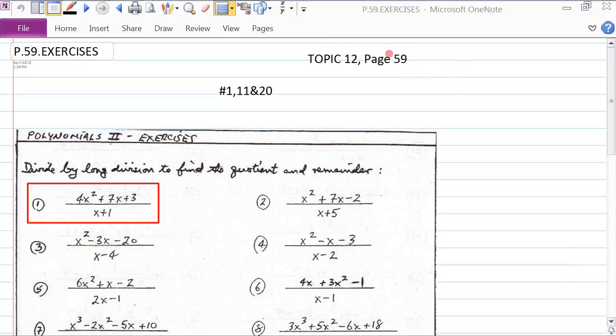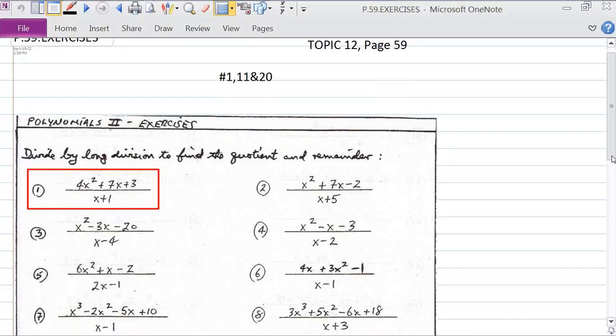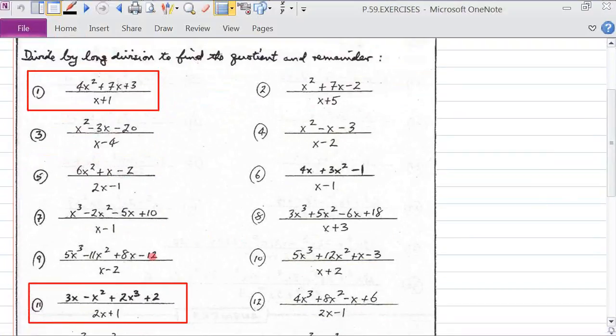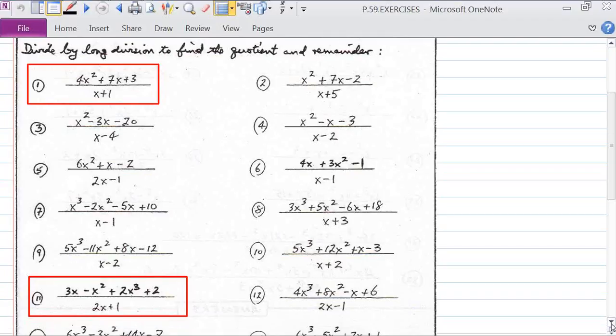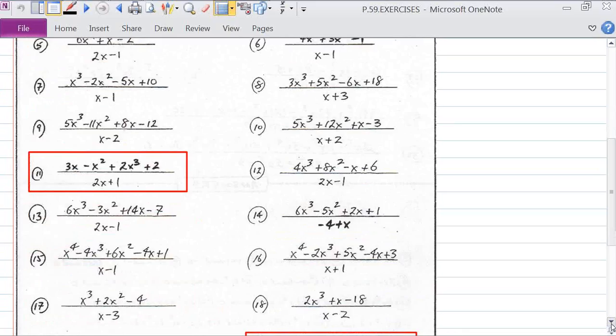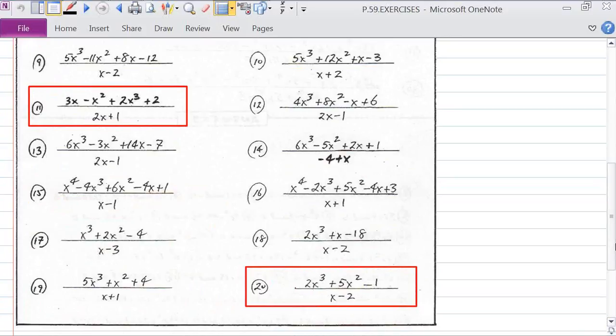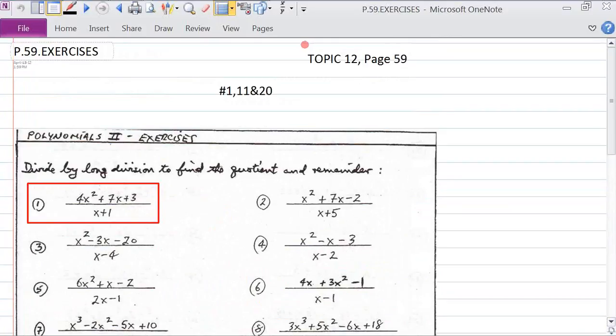We're on page 59, and these are division exercises in polynomials, and we're going to do question number 1, shown here, and then we're going to do 11 right over here, and then finally we're going to do number 20. So let's start off with number 1.